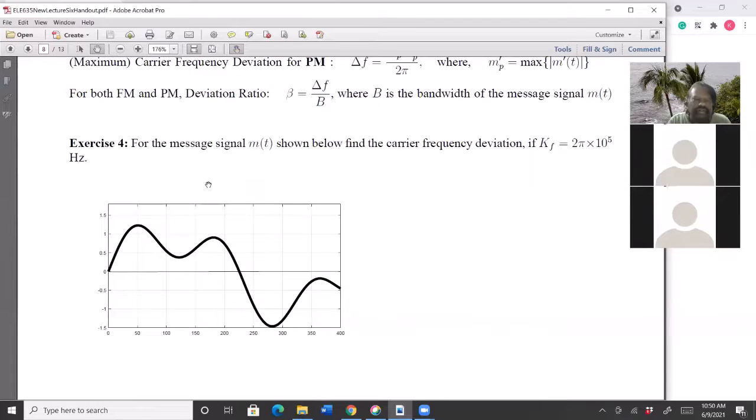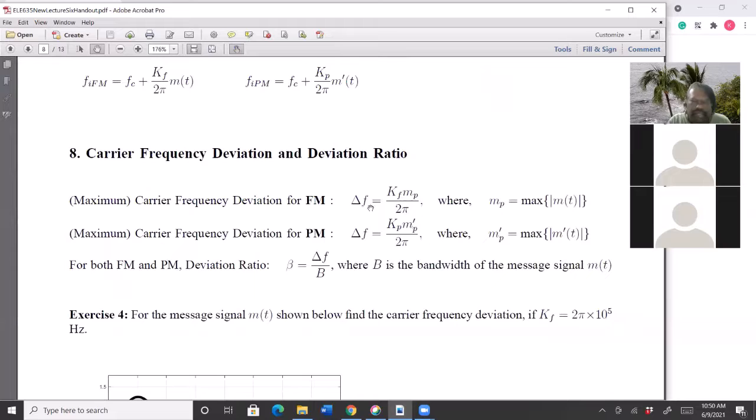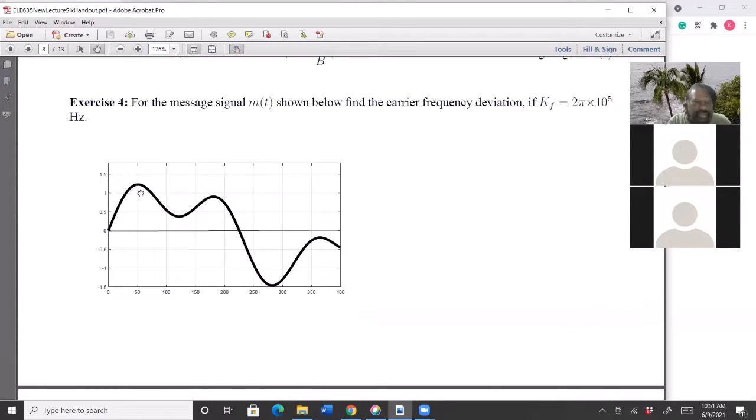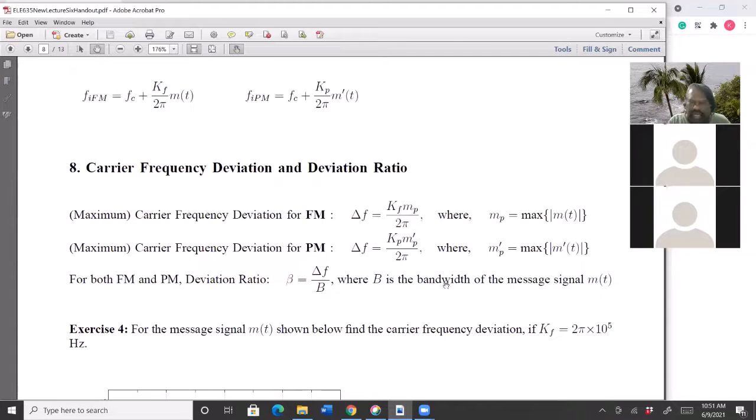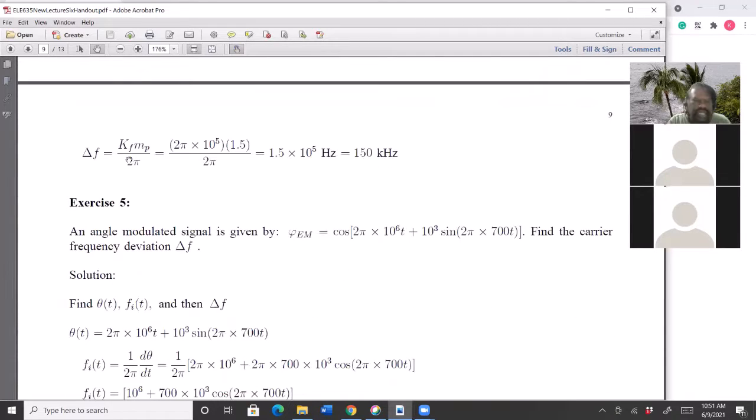Okay, this is very simple. For the message signal shown below, find the carrier frequency deviation. If Kf is this, since they have talked about Kf, this is a frequency modulation question. So we are going to use the frequency modulation equation. Maximum carrier frequency deviation is Kf mp over 2pi. We first look at what is the peak value. I believe the peak value is going to be 1.5, because this is bigger than this. See here, this is 1.5, here it is negative 1.5. In the absolute value, it becomes 1.5. So our solution is Kf over 2pi times 1.5. Okay, so there is an example.